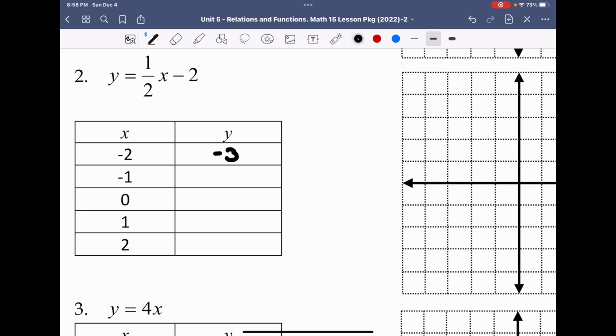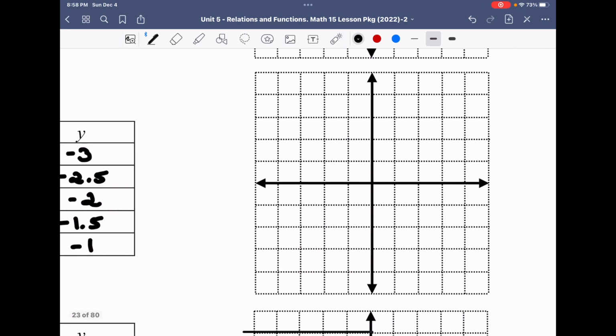If I plug in -1 for x, I get -1/2 times -1, which is -1/2, minus 2, which is -2.5. If I plug in a 0 for x, I'll get -2, and then we can see the pattern of it decreasing by 0.5 on each of the numbers, so I'm just going to decrease them by 0.5 each.